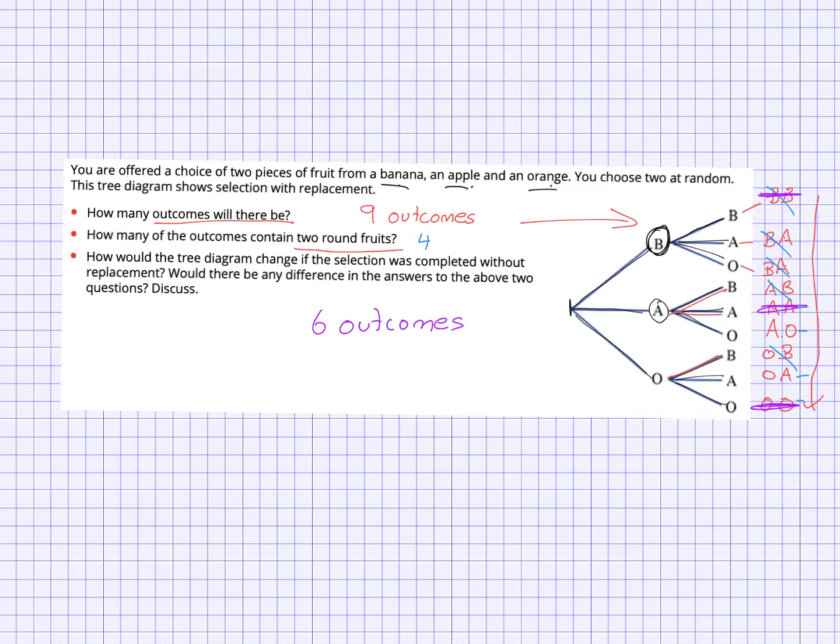All right, so that would obviously affect the first question. There wouldn't be a total of 9 outcomes, there'd be a total of 6. However, would it have affected the 4 outcomes in question 2? You can see here that yes, it would have, because I wouldn't have chosen that one, and I wouldn't have chosen that one. So now the question says there are 2 round fruits. There would only be 2 choices out of the 6 for round fruits, because the only 2 choices available are apple orange or orange apple, being the round fruits.